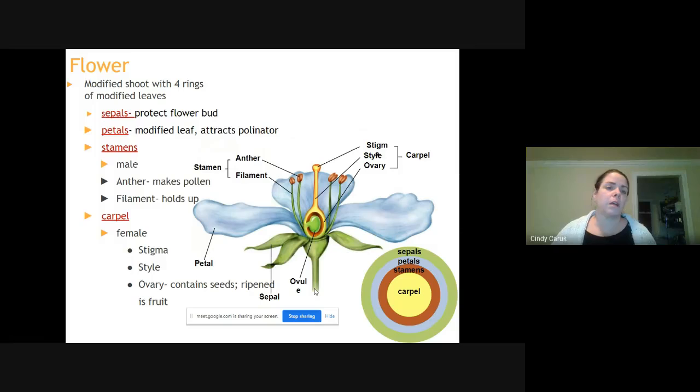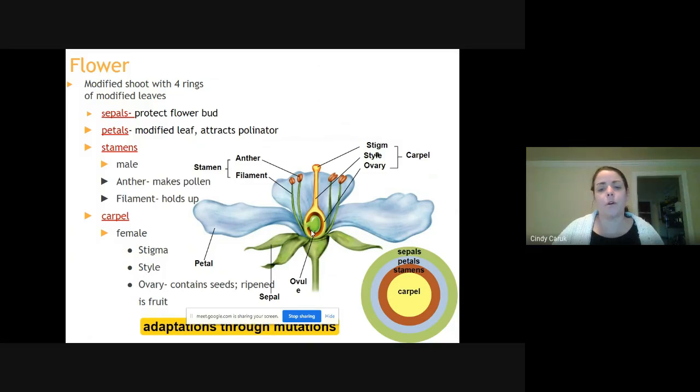So flowers, these are modified shoots with 4 rings. Okay, you have your sepals, those are protecting your flower buds. Those are down here. In this picture, they're green. Sometimes they look like petals. The petals are a modified leaf. They're colored for the pollinators to attract them. The stamen, that's the male part, anther and filament. The anther makes the pollen. The filament holds it up for the pollinators. The carpel, or sometimes it's called the pistil, if you see that. That's the stigma, style, and the ovary. And inside the ovary is the seed. When the ovary ripens, that becomes the fruit.